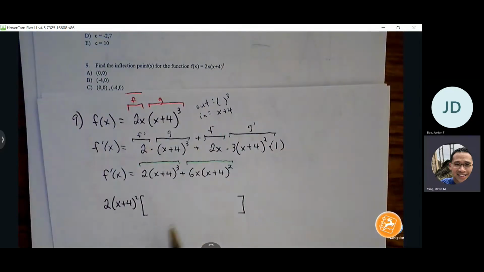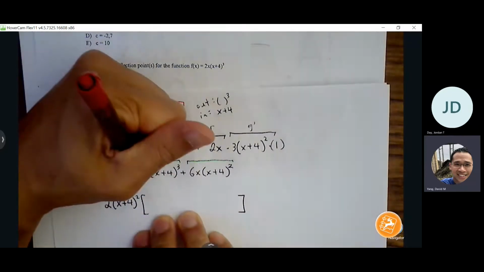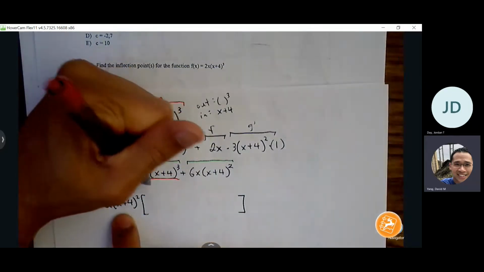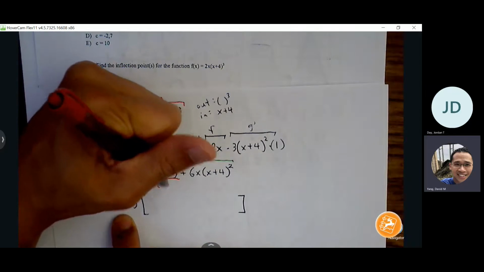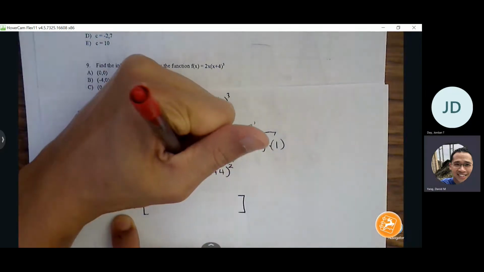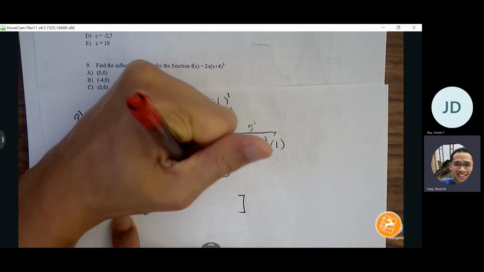So really what I'm doing is I'm dividing everything by 2 and (x+4)², because that's a common factor that I can pull. So imagine this, we're just dividing everything. We're pulling a 2 and (x+4)² out, which really just means that we're dividing it out.